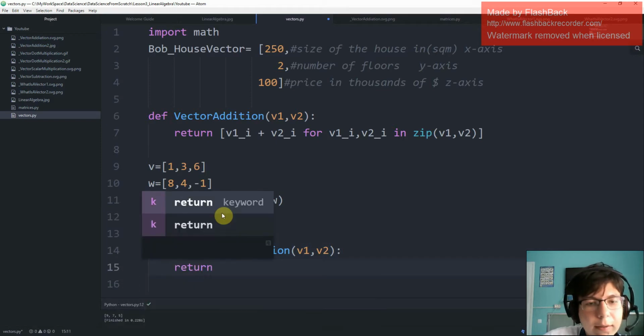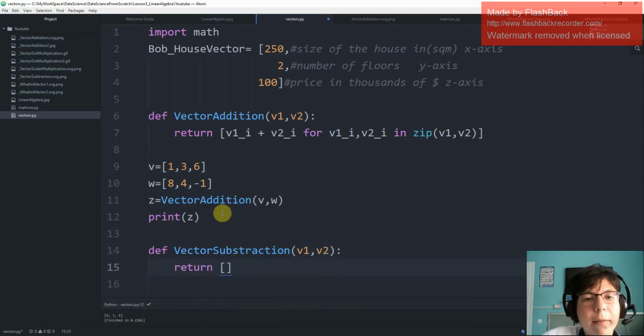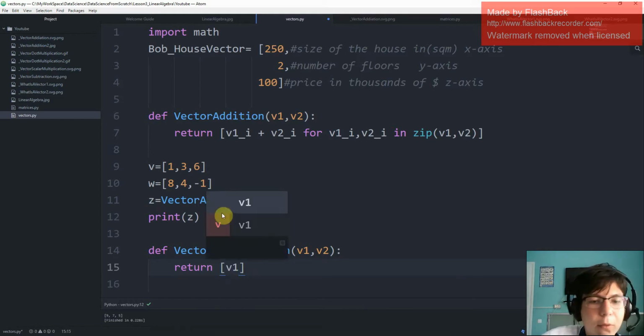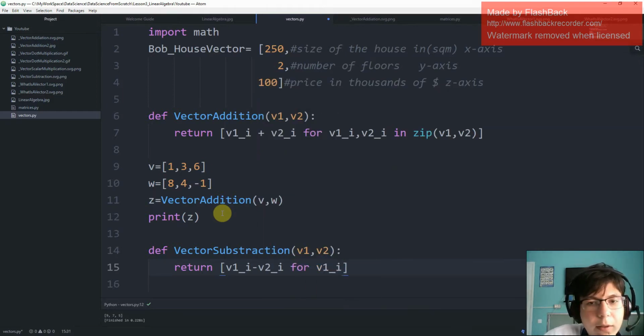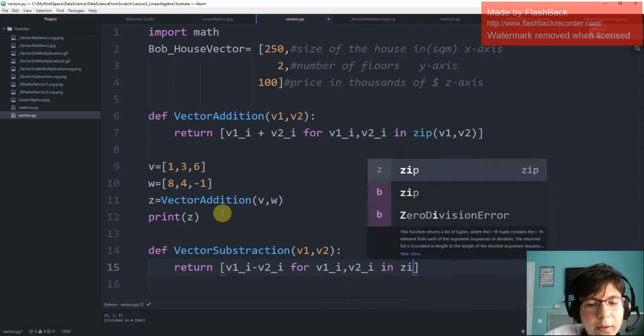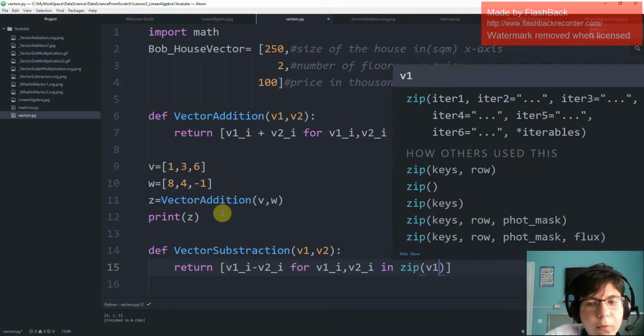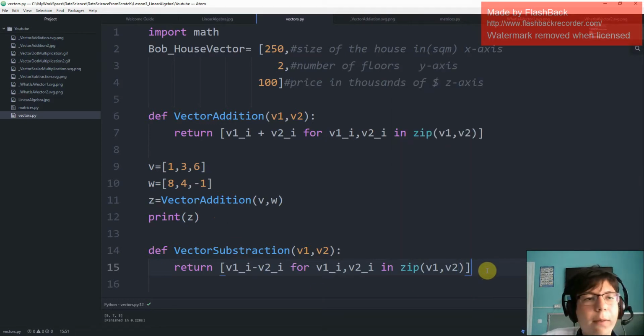And instead of being an element-wise addition, the vector subtraction is going to be an element-wise subtraction. So v1i minus v2i for v1i, v2i in zip of v1 and v2. And now let's look at some images.